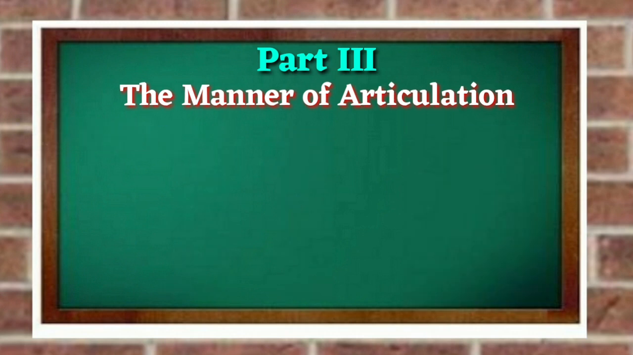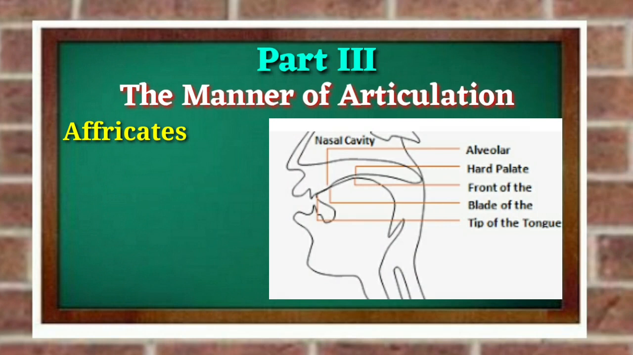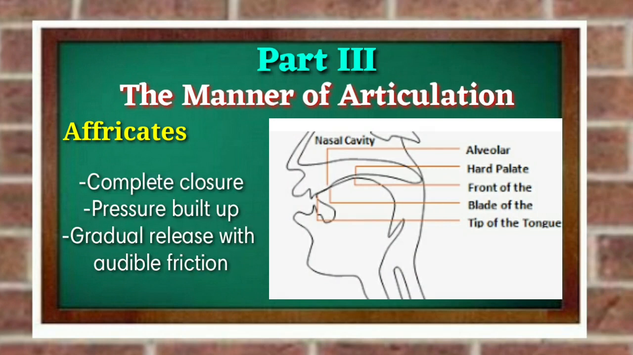The second manner of articulation is affricate. Friends, affricate involves a structure of complete closure like plosive. But there is a difference. In plosive, complete closure; in affricate, complete closure. But in plosive, the two articulators are suddenly released and air escapes with explosive noise.